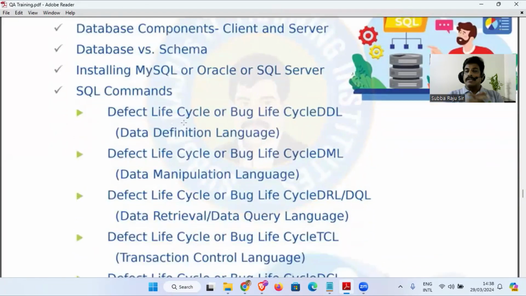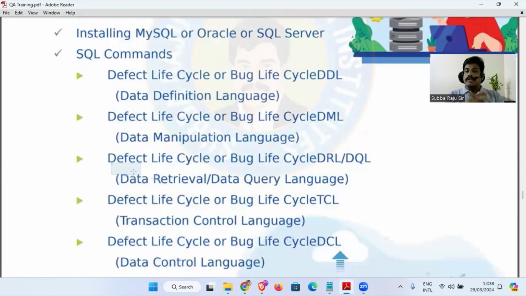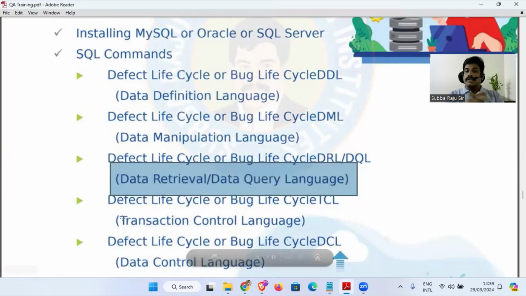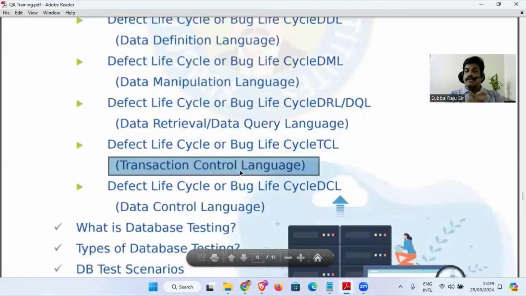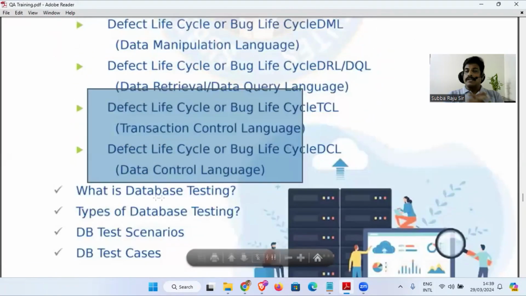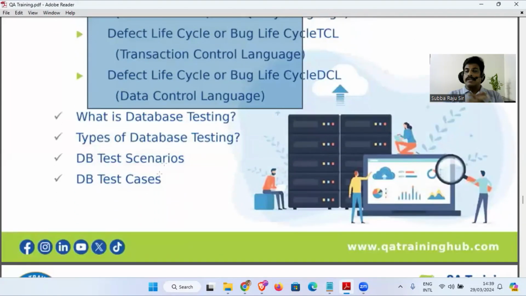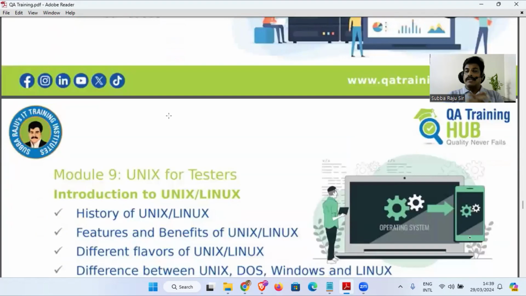So: introduction to database, what is SQL, what are the different languages available in SQL at the commands level, what is DDL, what is DML, what is DRL. DRL is nothing but data retrieval language. TCL, transaction control language. Like this, there are different languages. Database testing, functional and non-functional, and how we write database test cases.